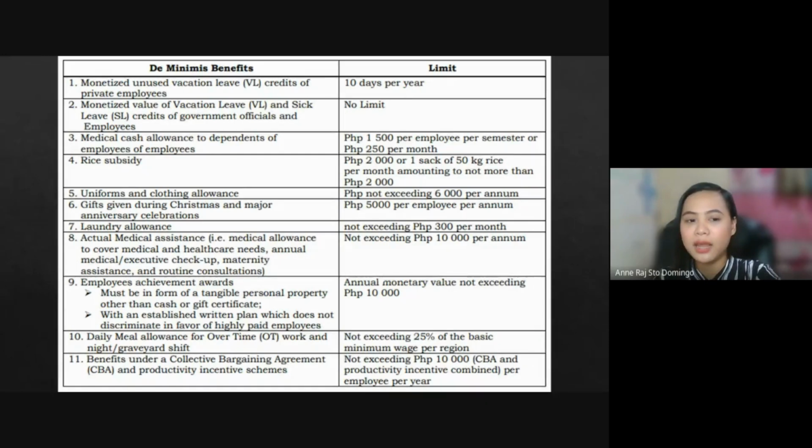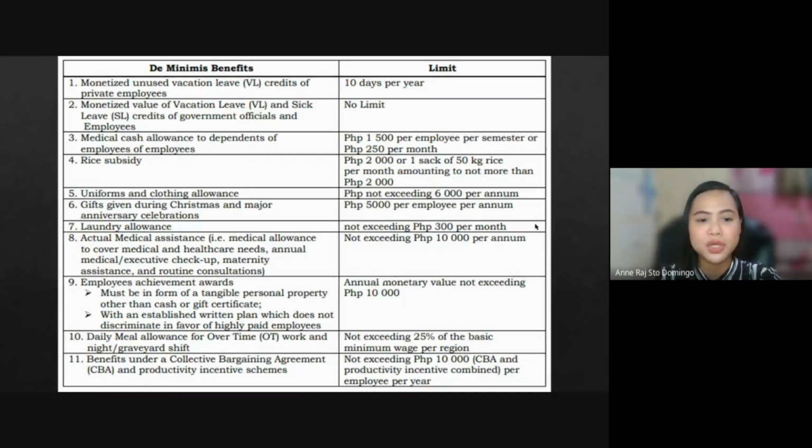Ayan. And for number 5, this one is the uniform or clothing allowance. So, I myself am also experiencing this. And ang limit niya lang ay 6,000 per year. So, kapag lumampas na sa 6,000 pesos, magkakaroon na siya ng tax. So, currently, ayan, 6,000 naman siya. So, ang aming uniform or clothing allowance is non-taxable. Kasi 6,000 lang siya. Kapag lumampas na doon, ayan, magkakaroon na yun ng tax.